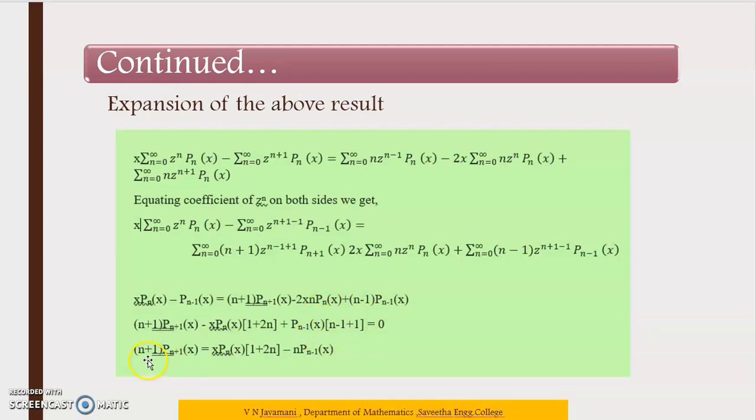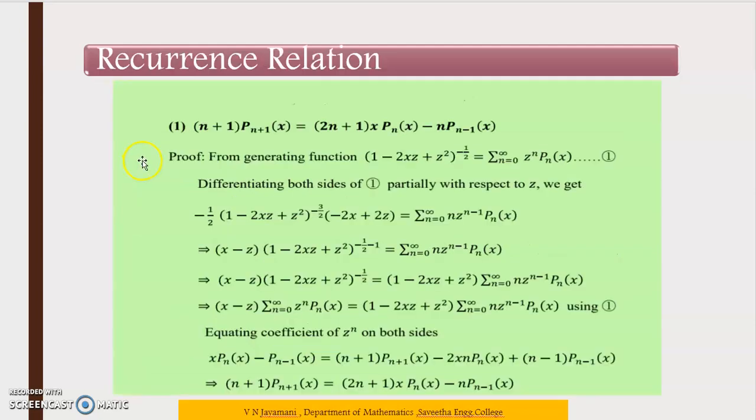Which implies (n + 1) Pn+1(x) equals x into Pn(x) into (1 + 2n), minus n into Pn-1(x). So we got the result: (n + 1) Pn+1(x) equals (2n + 1) x Pn(x) minus n Pn-1(x). So that is the proof of the first relation.